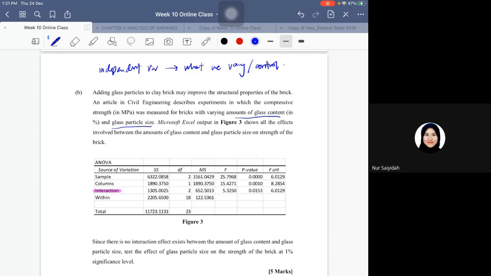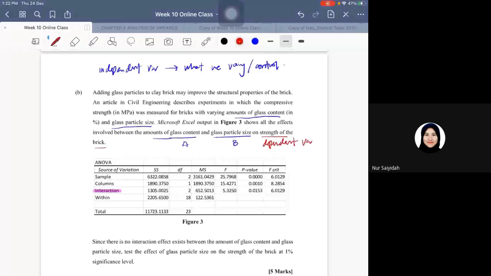So the Microsoft Excel output shows all the effects between the amount of glass content and glass particle size on the strength of the brick. So basically, this is going to be our factor A, and this is going to be our factor B. So what do these factors affect? They affect the strength of the brick, and this is going to be our dependent variable. What is measured? We measure the strength of the brick. So this is our dependent variable. Okay, so that is how the output looks.